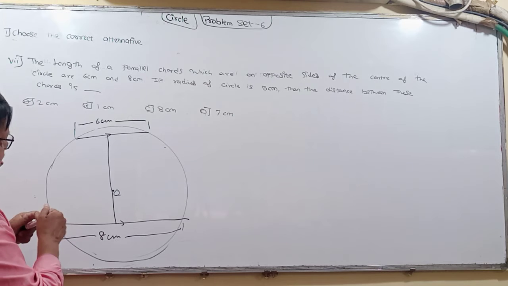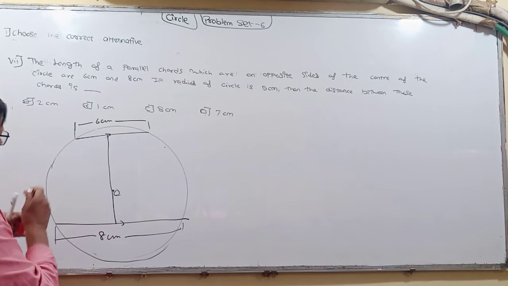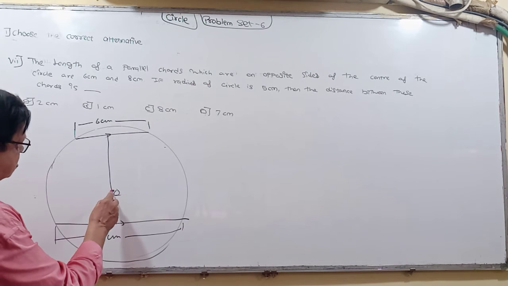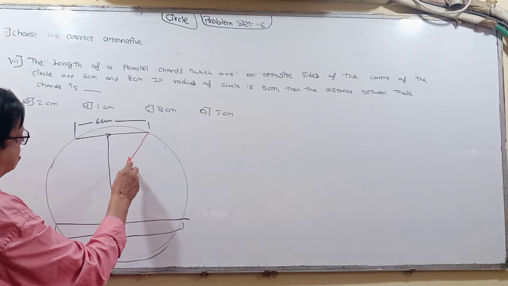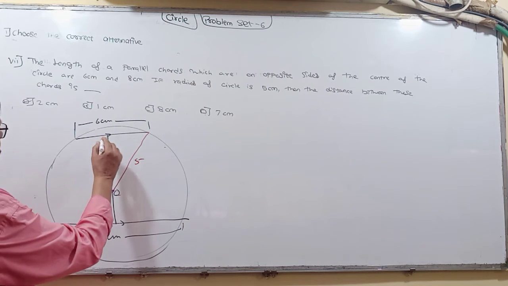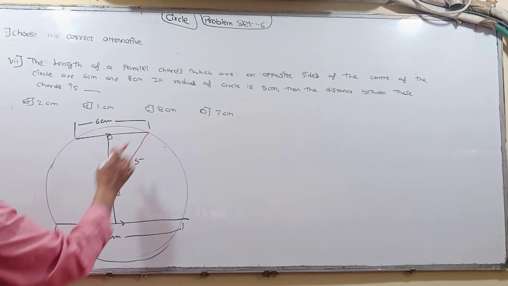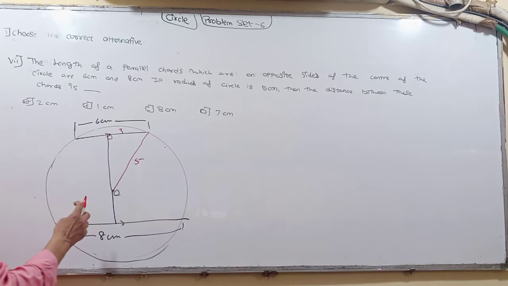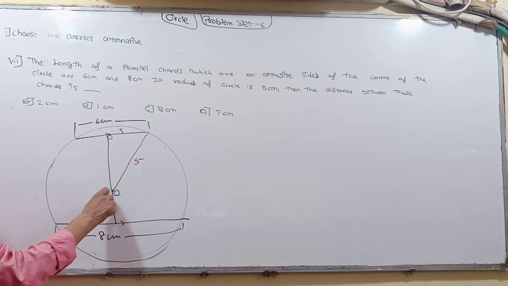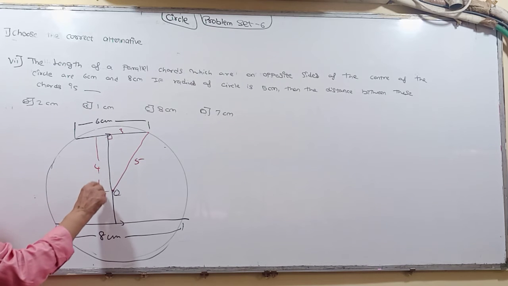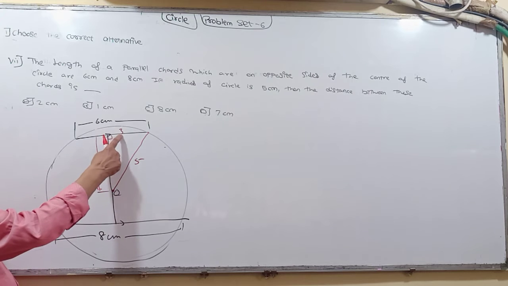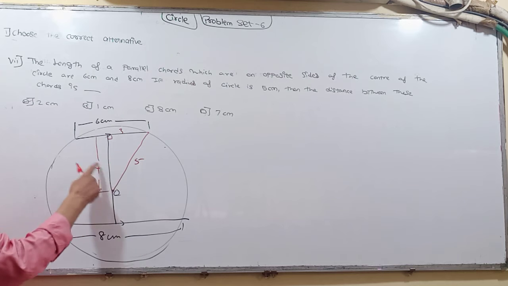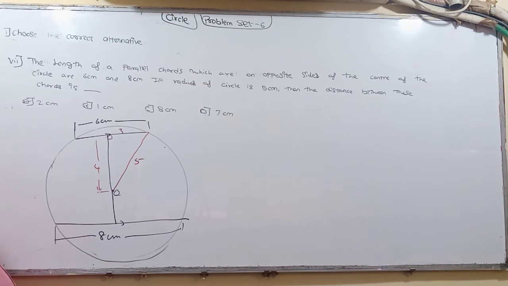So we will do one thing. We will get the distance, we have the radius. How much radius is given? Radius is 5 centimeters. This is 5. This is 90 degrees. This is 6, so this will be 3. If we calculate with Pythagoras, this will be 4. 3 square plus 4 square equal to 5 square. So by Pythagoras you will get this as 4.